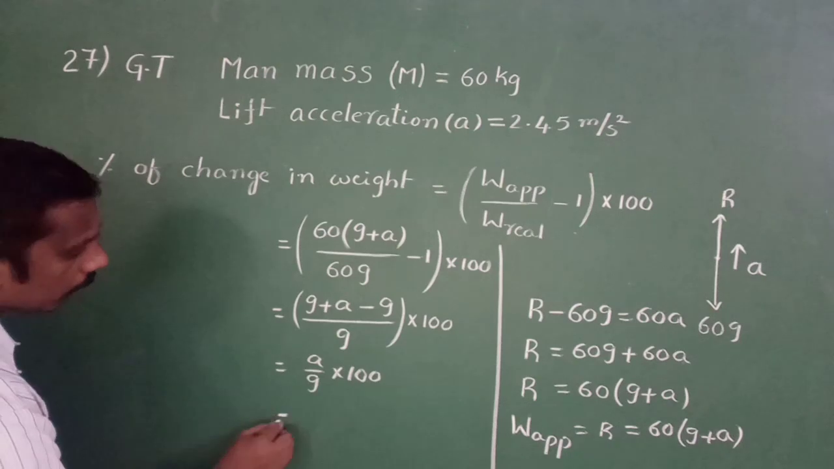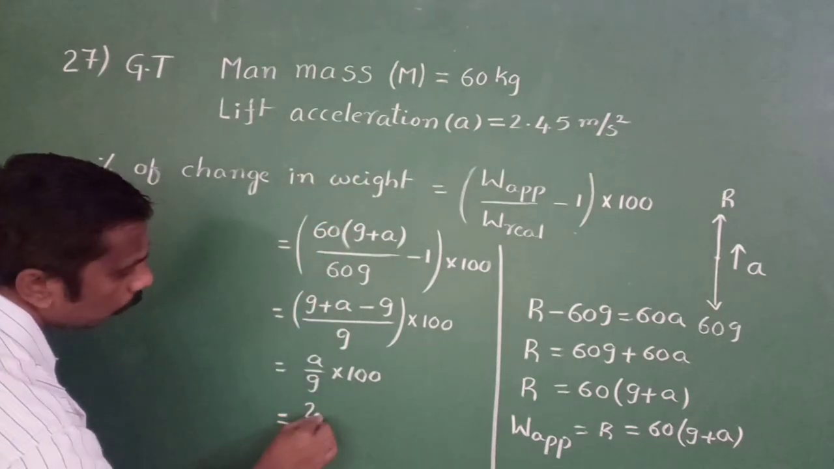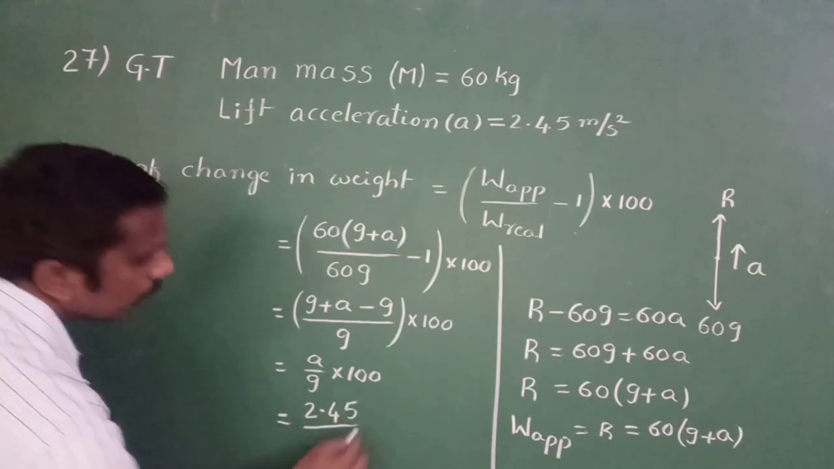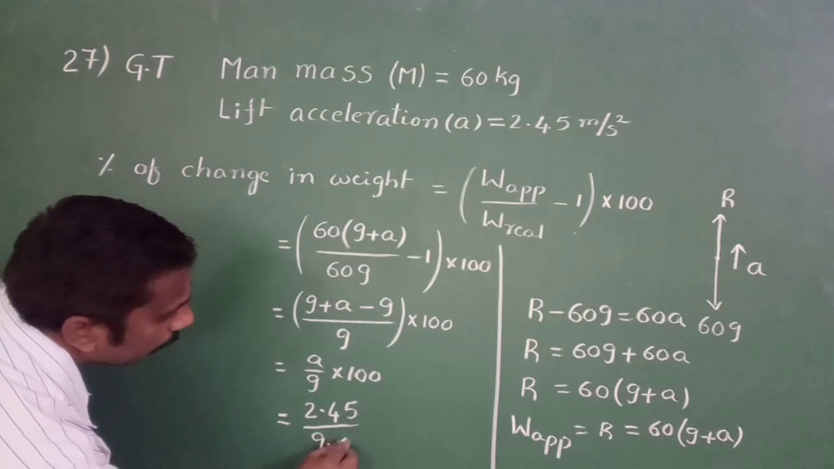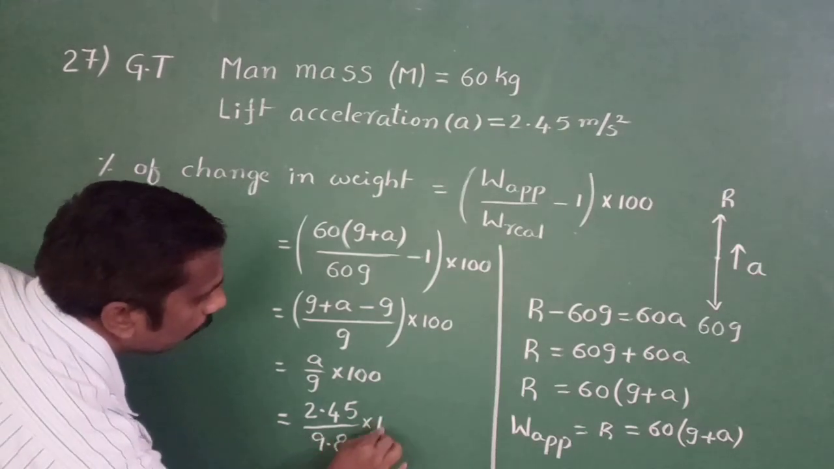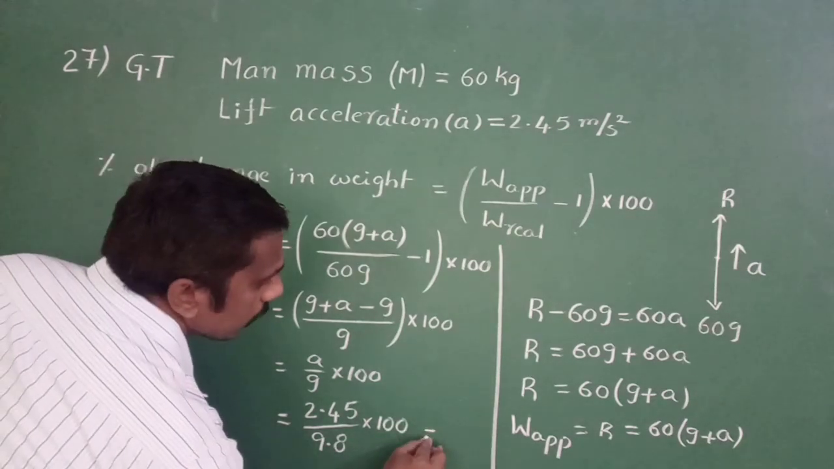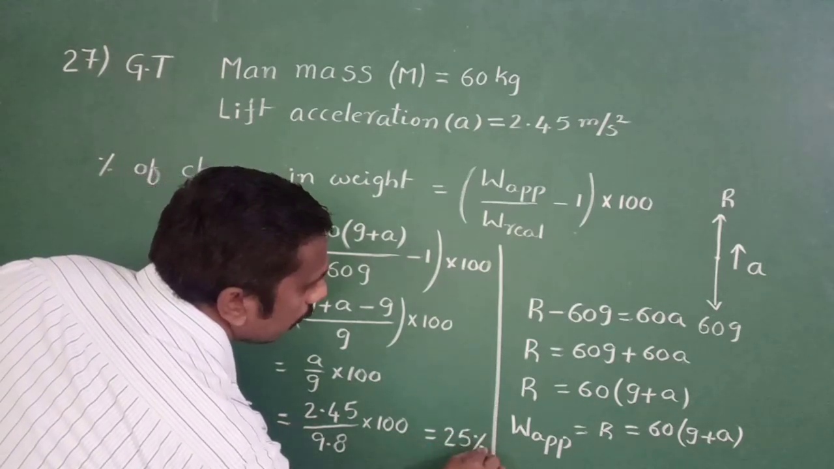a is equal to the given 2.45. Substitute here 2.45 and take g value 9.8, into 100. If you simplify, we will get 25%. Answer is 25%.